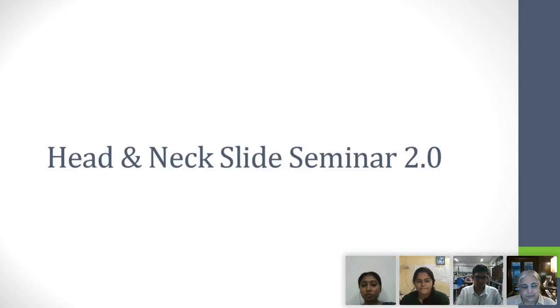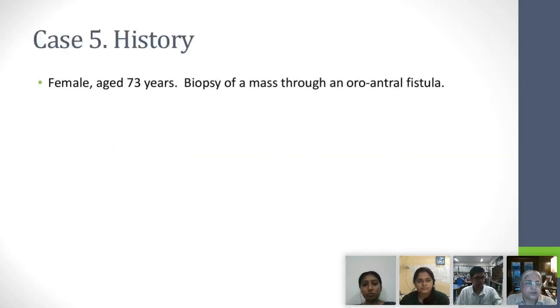So I think we did 4 cases the last time. We'll do 4 cases this time. Once again, try not to concentrate only on making a diagnosis. The diagnosis sometimes is very easy, but there is a lot that you can learn from the slides and in the process of making this diagnosis. All right, so who wants to take this case?